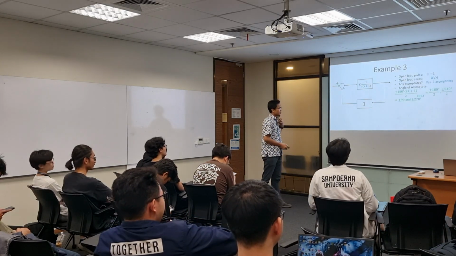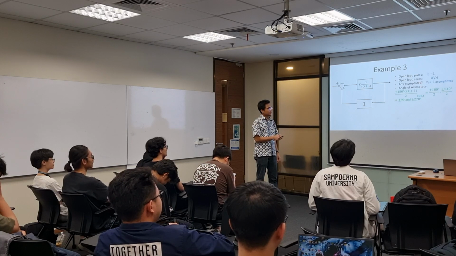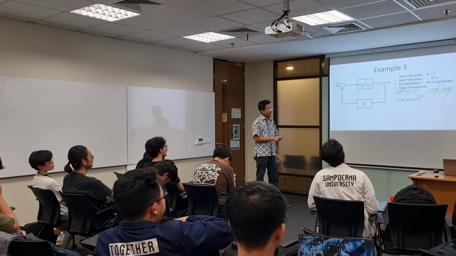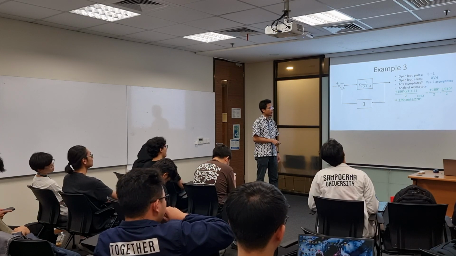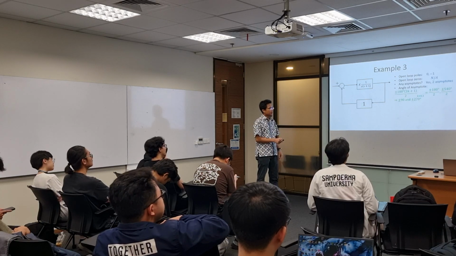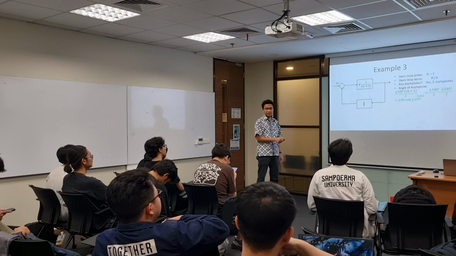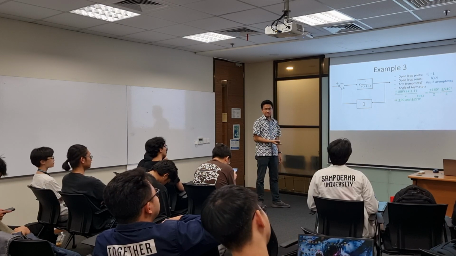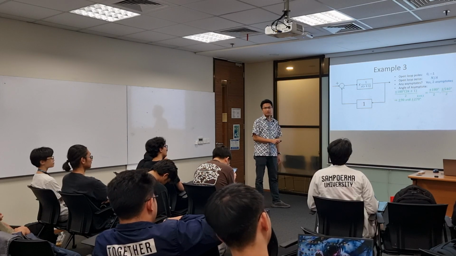And then what will be the angle of the asymptote? You just have to divide by 2. Why 2? This is the number of asymptotes. The 2 below here is the number of asymptotes. And then because it is 2, we use k to be 0 and 1. So the first asymptote will be 90 degrees, and then the second asymptote will be 270 degrees.